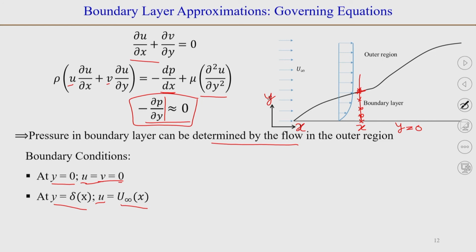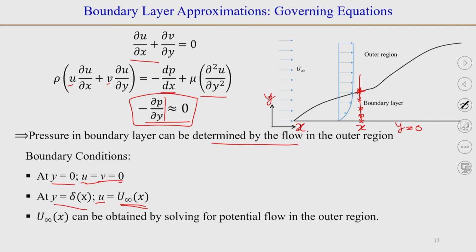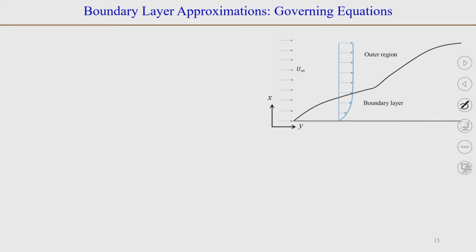Now we need to know what u∞(x) is. u∞(x) is the velocity in the outer region. This could again be obtained by potential flow solution in the outer region. So, p∞(x) and u∞(x) can be used to obtain the solution of the boundary layer flow, and this way we can also couple the two solutions.